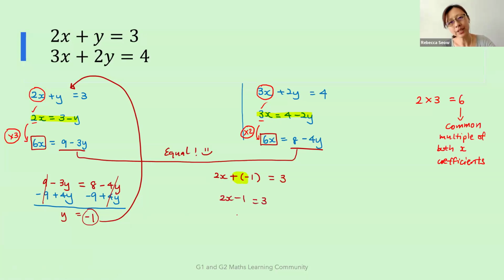That equals 3. Now we solve for x. So 2x equals 3 plus 1, and x equals 4 divided by 2, which is 2. So therefore, x equals 2, y equals negative 1.